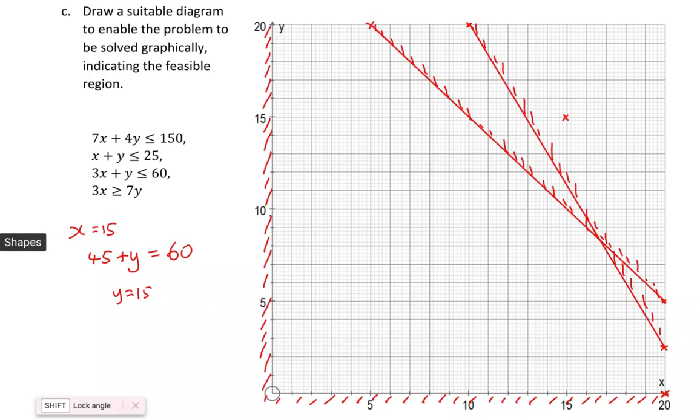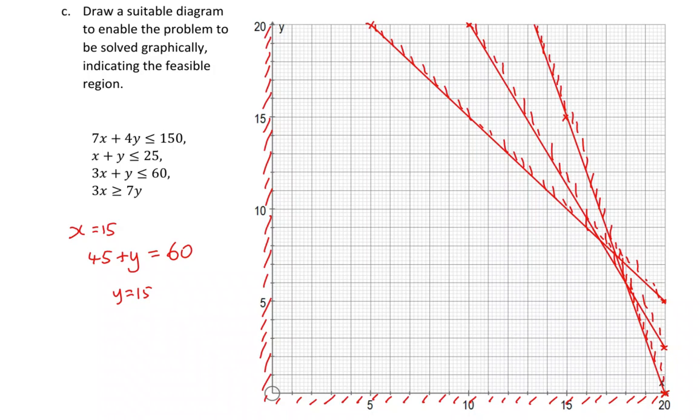Okay, so we can draw our line going through those 2 points. Okay, and shade the region I don't want, and it's to the right of it again, because 0, 0 will be inside that feasible region. Okay.